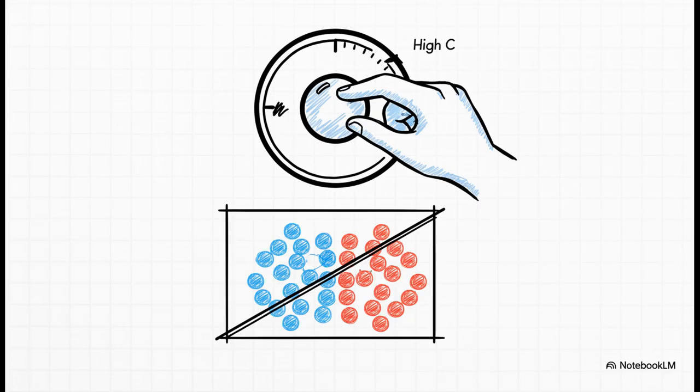The easiest way to think about C is as your budget for mistakes. If you crank C way up, setting a really large value, you're basically telling the model, I hate mistakes, your budget is tiny. This forces the SVM to create a really narrow margin to try and get every point right. But if you use a small C value, you're being more generous. You're saying, hey, your mistake budget is bigger. I care more about a wide, stable margin, even if it means a few points end up on the wrong side.